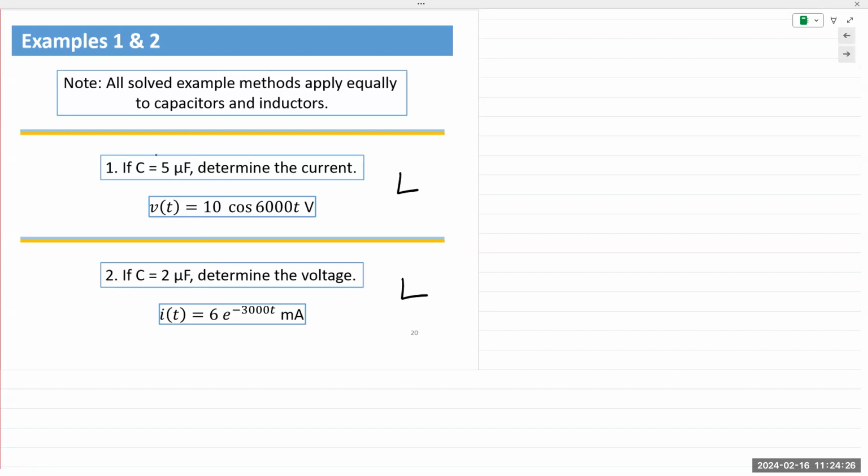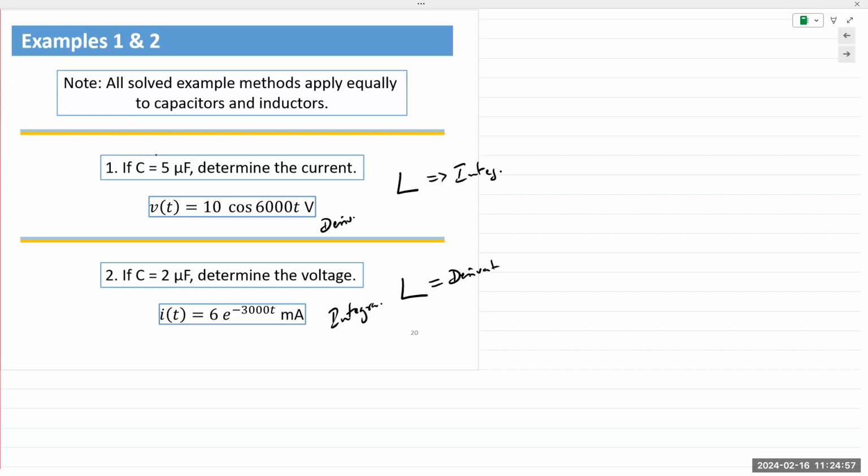In example 1, we would do a derivation. In example 2, we would do an integration. For an inductor, it would be flipped. So here you perform a derivation, here you perform an integration. For an inductor, it would be integration here, and here it would be derivation. No difference.